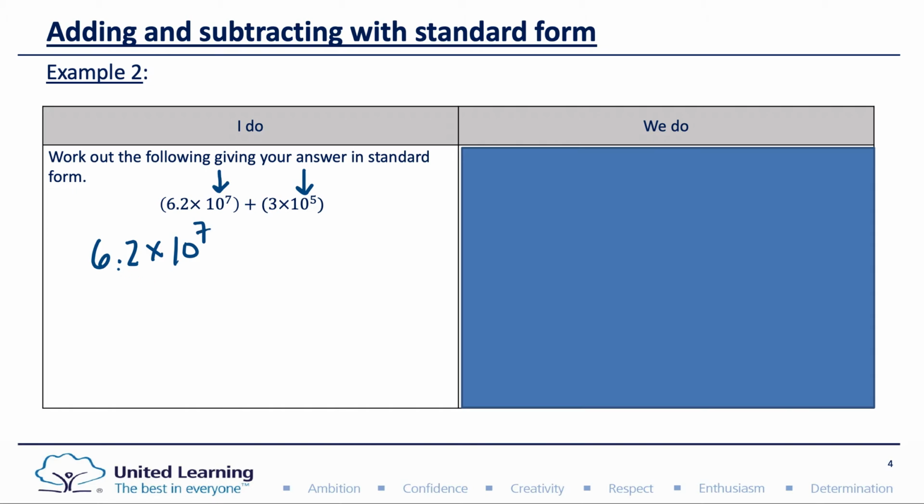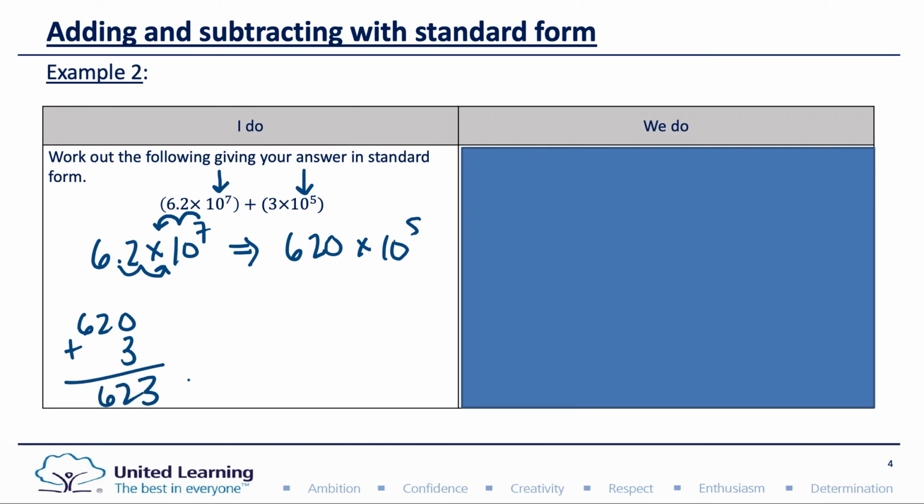Okay, I'm gonna make this 2 larger. So that means to counterbalance and keep the same value of this number, this has to be 2 smaller. So this is equivalent to 620 times 10 to the 5th. Again, look, I meant 2 larger, so 1, 2, which means this has to come 2 smaller. And now look what I can do. I can actually go ahead and add the front numbers. So I'm going to do 620 plus 3 because they're both 10 to the 5th. I get 623. So it looks like this, 623 times 10 to the 5th.